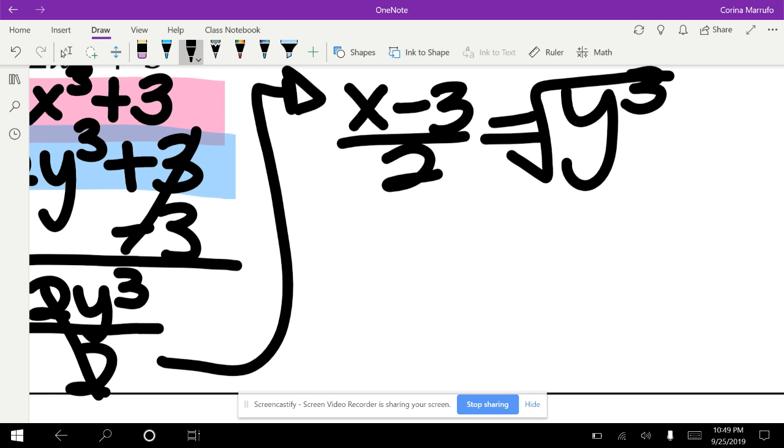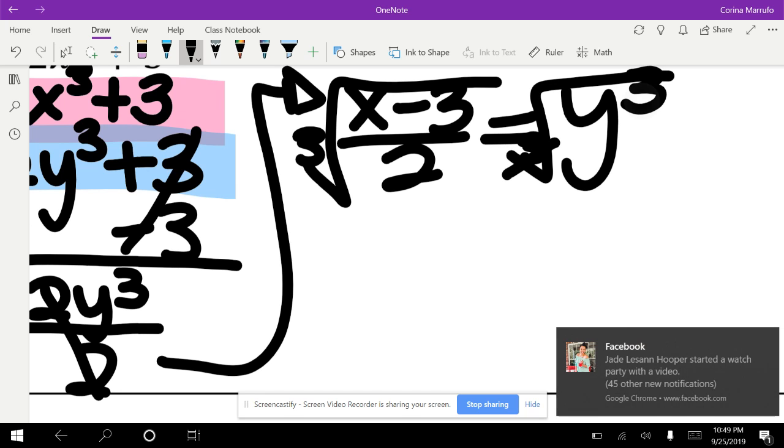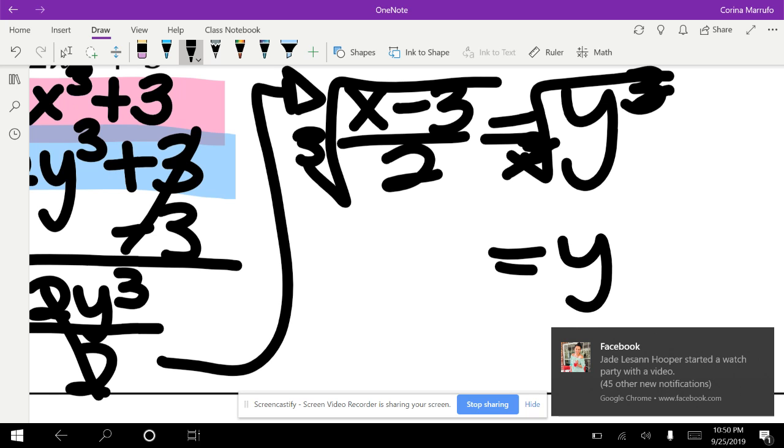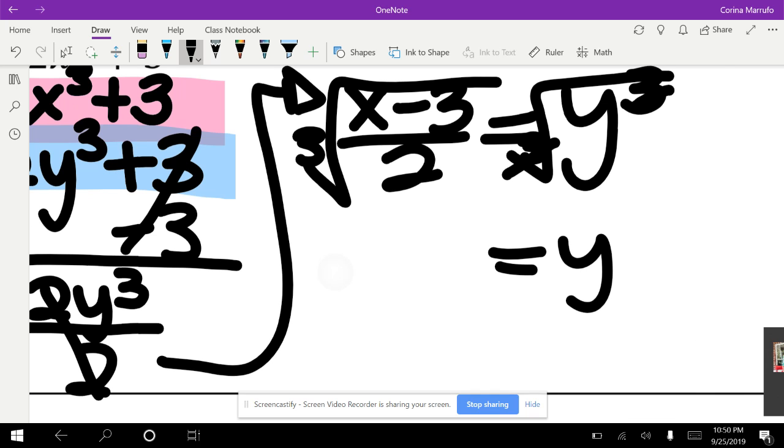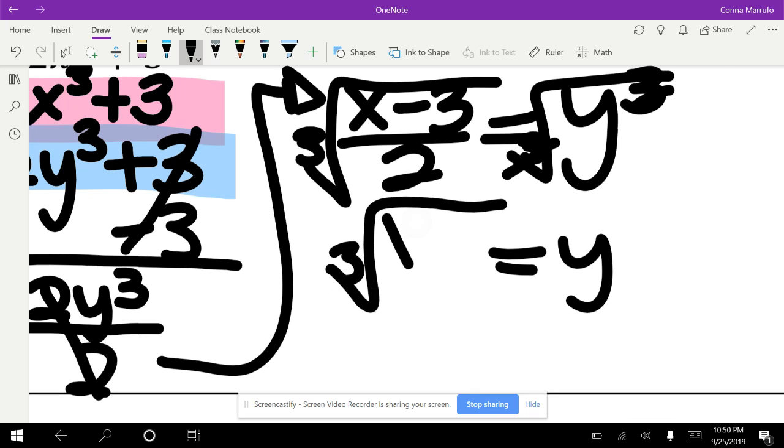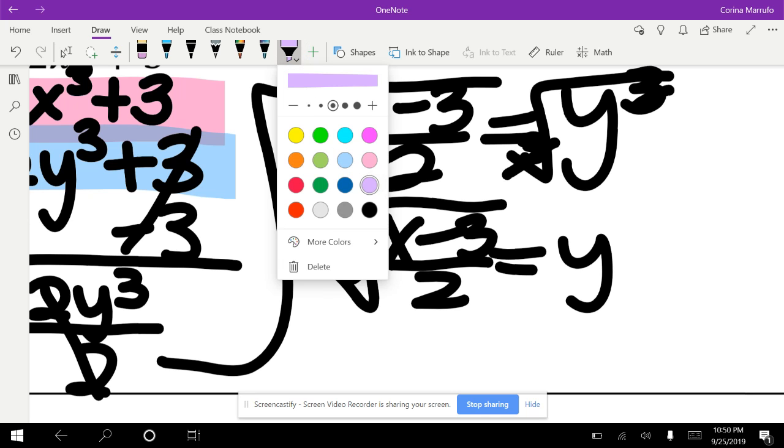Okay. Then our last step is to get rid of this cube. So in order to do that, we have to take the cube root. Okay, so this cancels out. And then we are left with y. And then here we have the cube root of x minus 3 over 2. Okay, now we solved for y. We got the y by itself. So we're done with step 3.